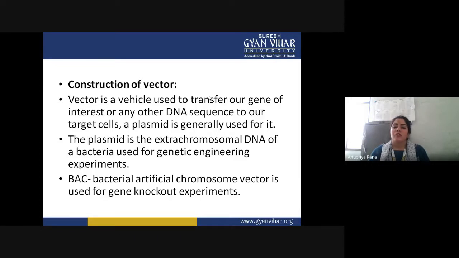A plasmid is generally used for it. So we use a plasmid from a bacteria, an extra chromosomal DNA of a bacteria. In the gene knockout process, we are going to use BAC. BAC is a bacterial artificial chromosome vector, which is used in the knockout experiment.